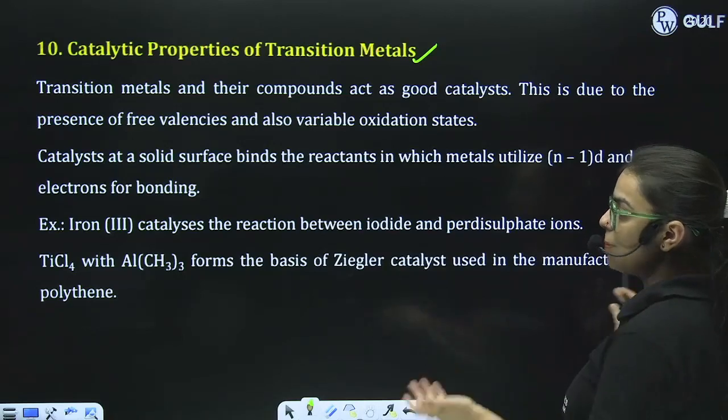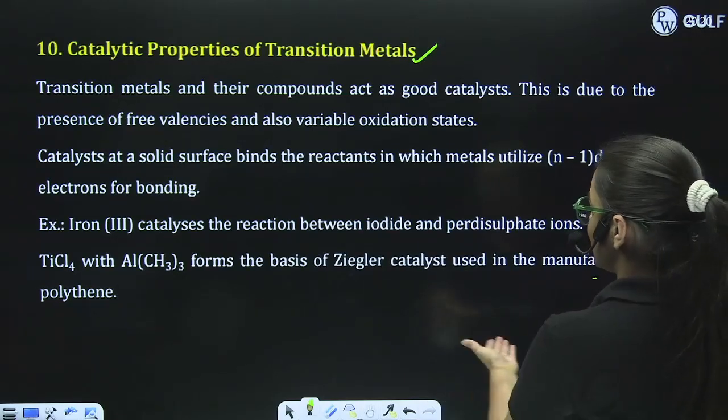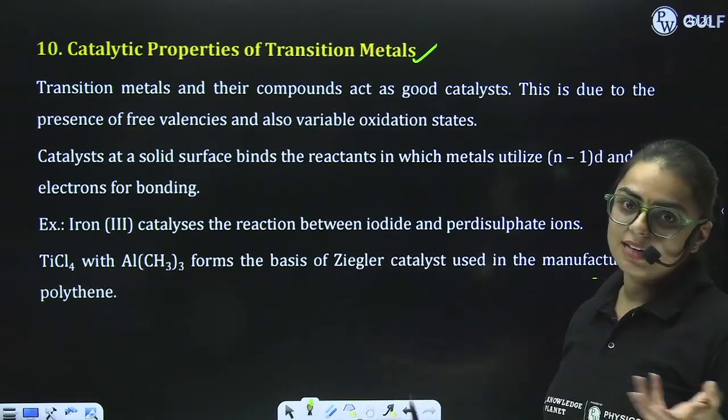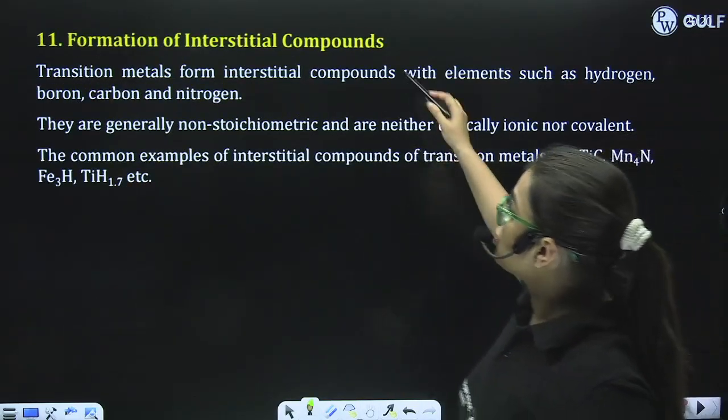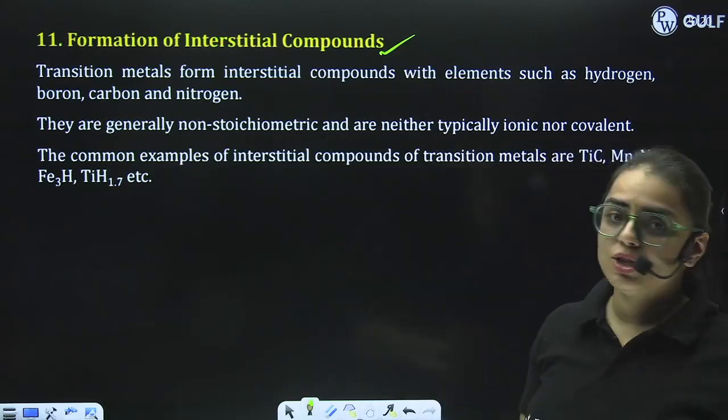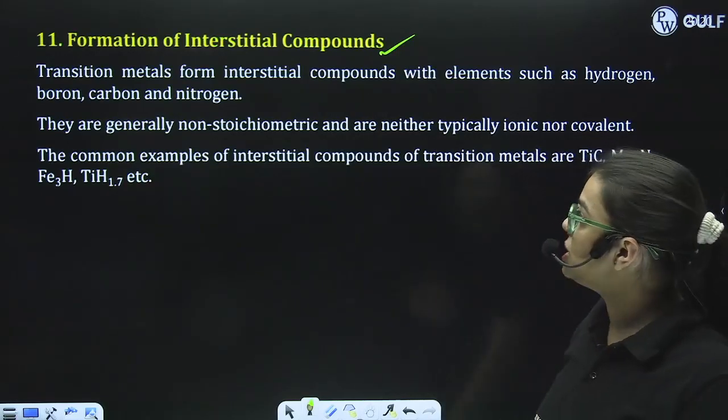They have given you an example over here also, the Ziegler-Natta catalyst. They have told you an example with regard to the D block elements. Next part, students, formation of interstitial compounds. Now, D block elements can also help in that formation.